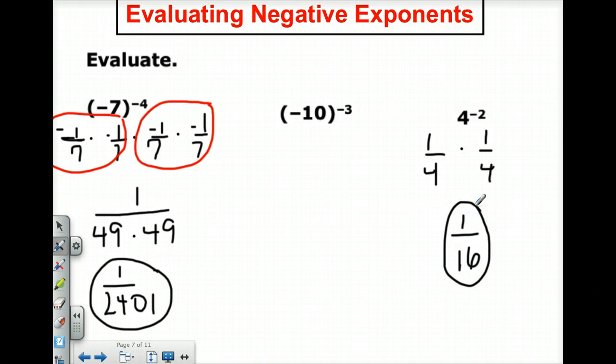Great work. You want to go ahead and try the -10 to the -3rd power? I'll give you a minute. You know what? Better yet, pause the video and I'll write the answer in, and when you're done, you can check your answer.